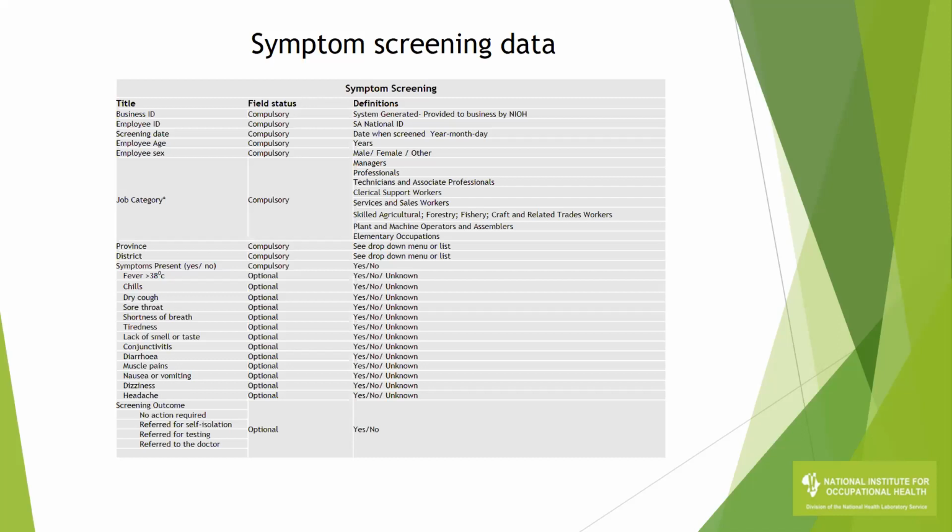We've got a field for SA national ID. On the symptom screening data, SA national ID or passport number is not compulsory. However, our system does not allow you to leave the field empty. So you can put any 13 digit characters there if you do not want to disclose the employee's national ID number or passport number. And then we need the date when the screening was done. Our dates on all templates have a specific format, which is year, month, and day. So you need to follow that format all the time.